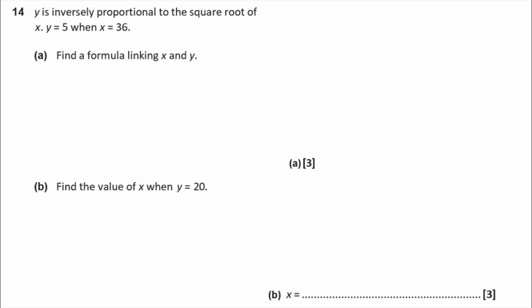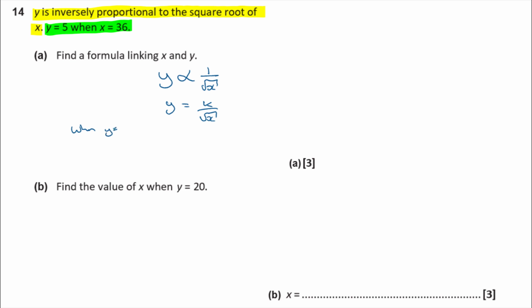Okay, well, we're told that y is inversely proportional to the square root of x. We're going to use that bit first. So y is proportional to 1 over root x. Now replacing the sign of proportionality with equals k, I'm going to get y equals k over root x. k is the constant of proportionality, which we need to find, and we're going to find it using this pair of values that go together. When y is 5, x is 36. So we're going to be using that.